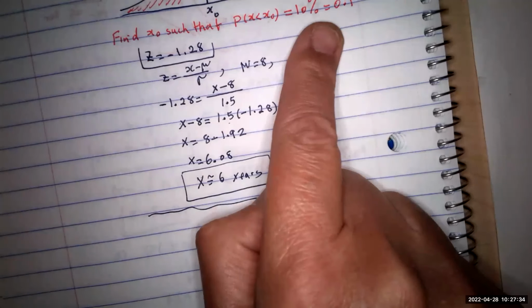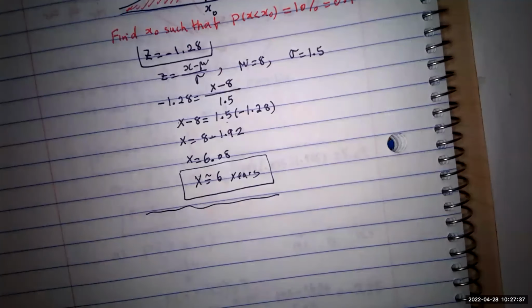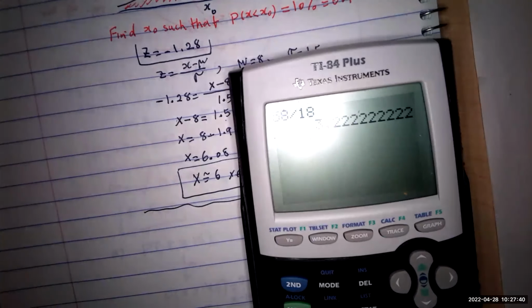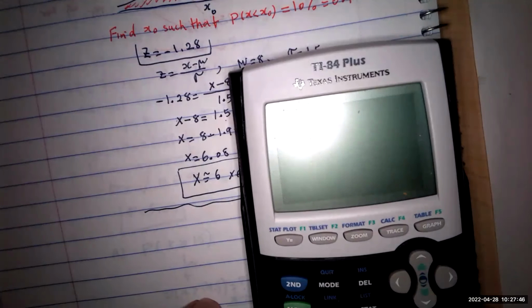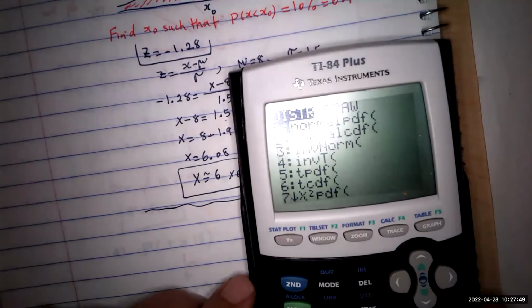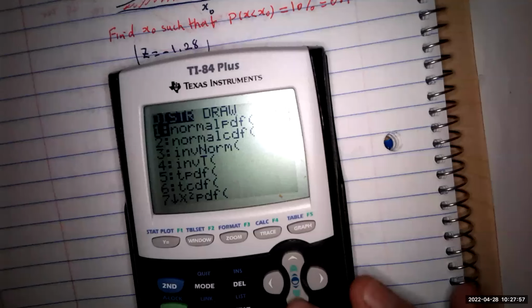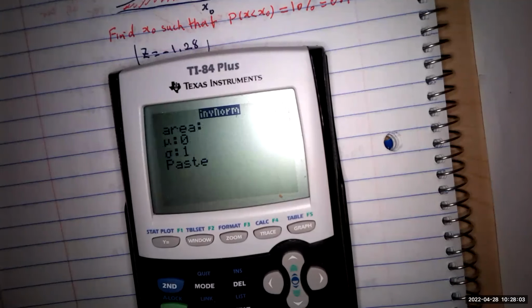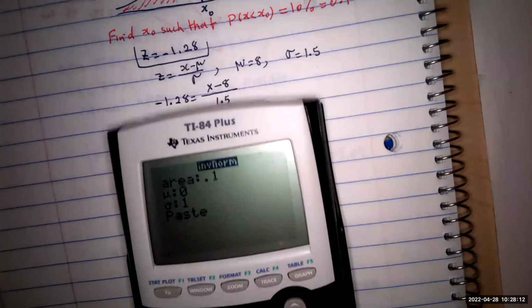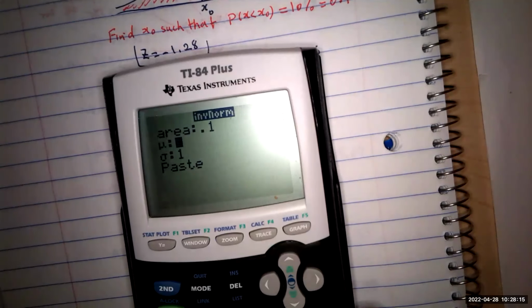You have to explain that you are looking for this number, and then you can use the inverse normal. This is the one that we did. So we need to go to the distribution, the second distribution. You need inverse normal, number 3. So 1, 2, 3, that's inverse normal. You click on this and they ask for the area. Area is 10%, 0.1. Then they ask for the mu. The mean is 8.